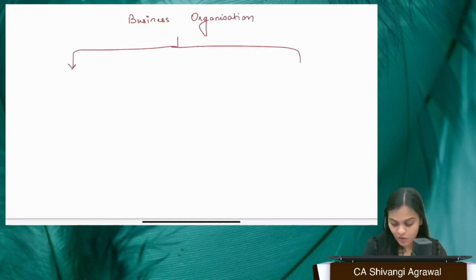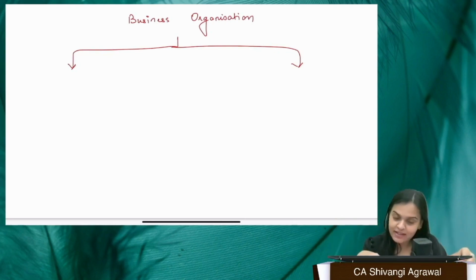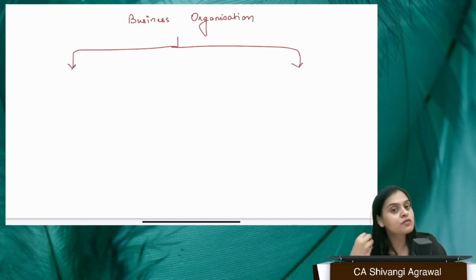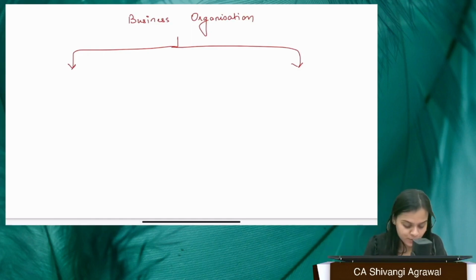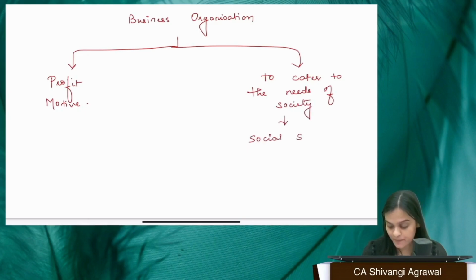when people form a business, it is mostly for profit motive. There could be a non-profit motive also, for which we form Section 8 companies. So mostly I would say people form business for profit motive only. Right? But sometimes people form business to cater to the needs of society. And this particular sector, my dear, is known as the social sector.